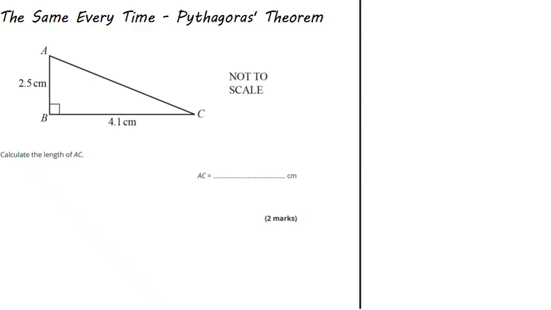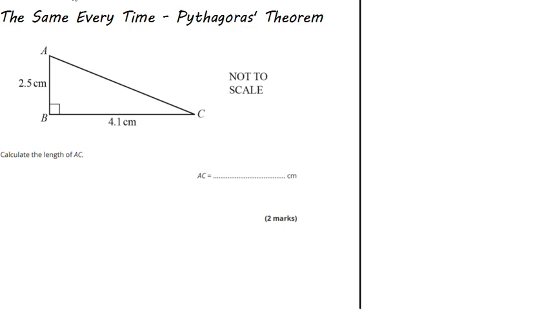Welcome to another video, the same every time, GCSE Maths, looking at the kinds of questions that apart from the numbers are the same every time. Learn how to do them. Get yourself into the marks, get yourself into the grades. We're looking at Pythagoras Theorem, how to use Pythagoras Theorem to find the missing side in a right-angled triangle.